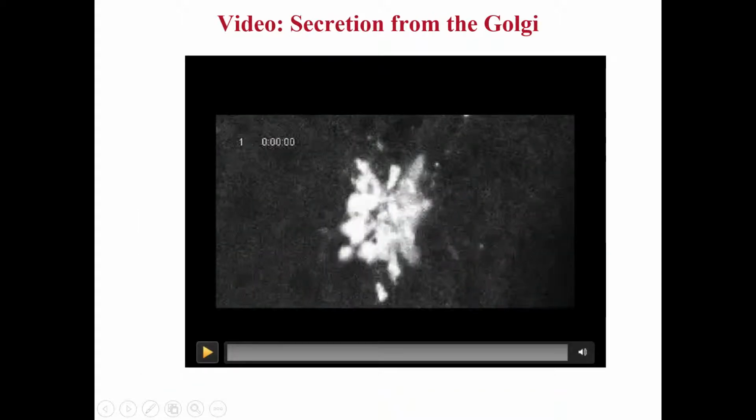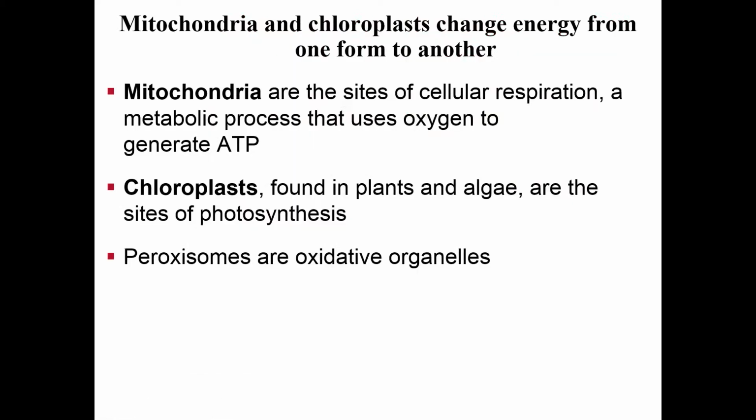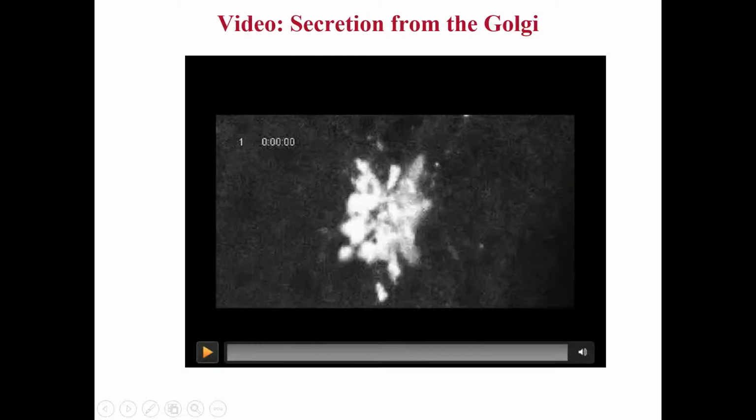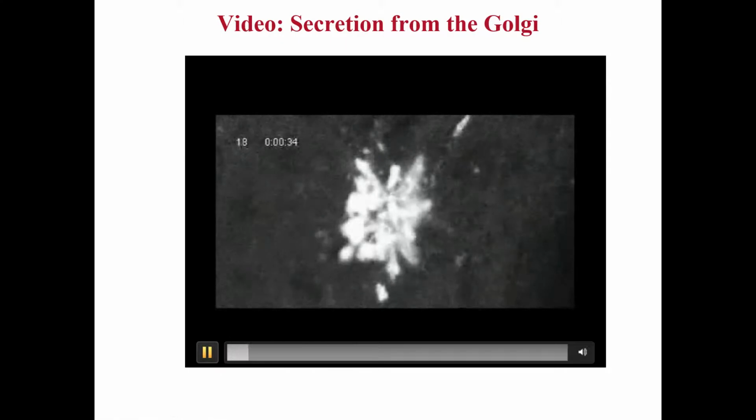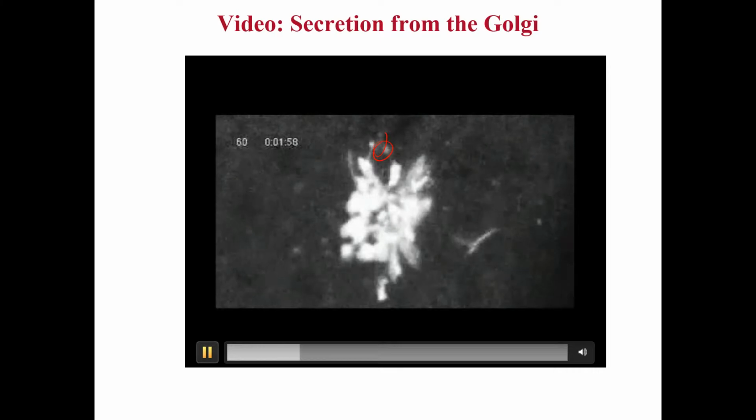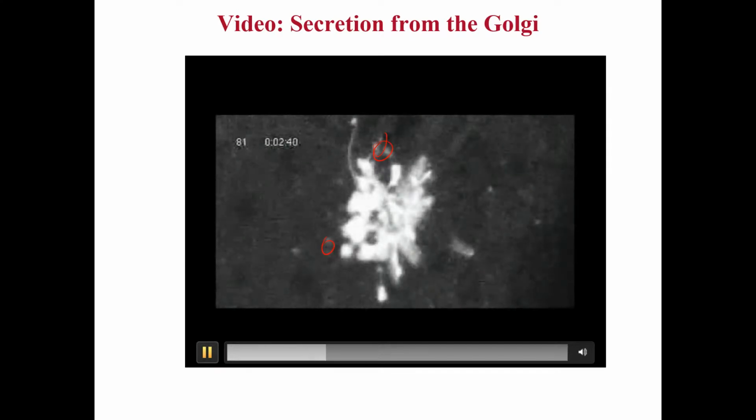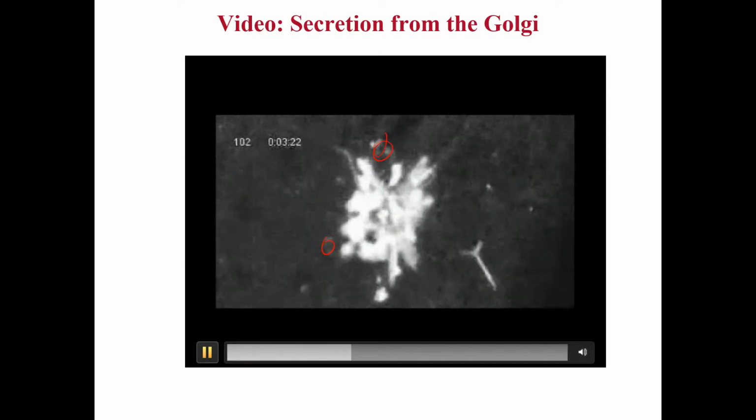Here, you're looking at the Golgi body as it's secreting proteins, as the little vesicles are plopping off. Things are plopping off the Golgi body, little secretory vesicles coming off of it.